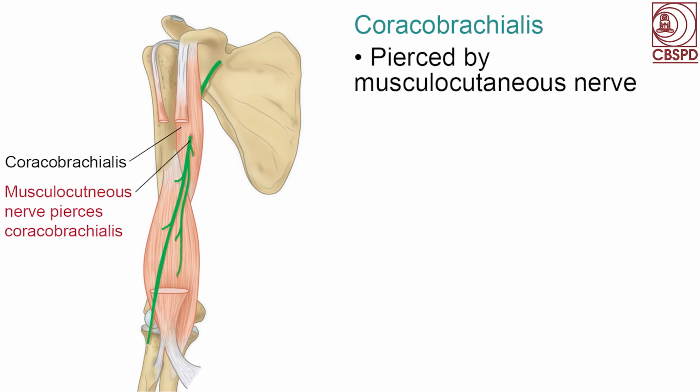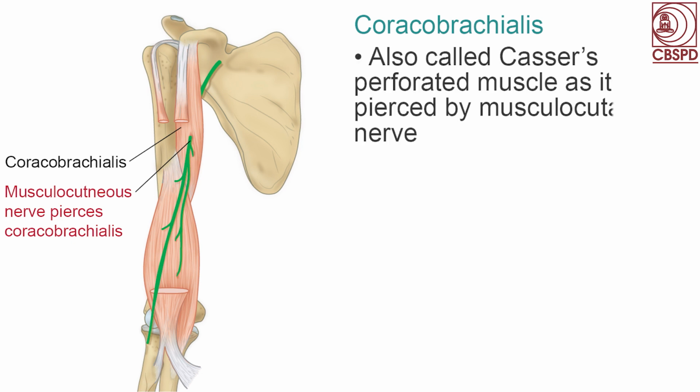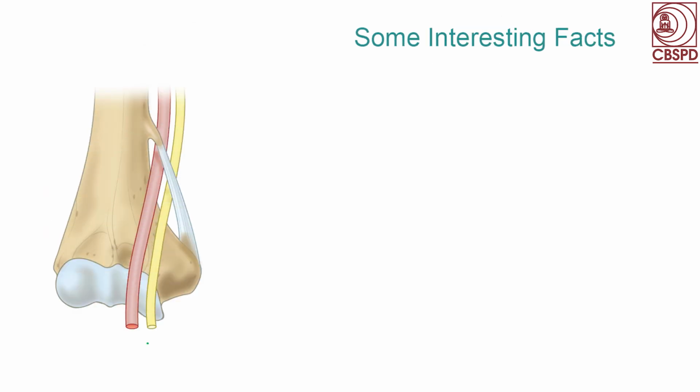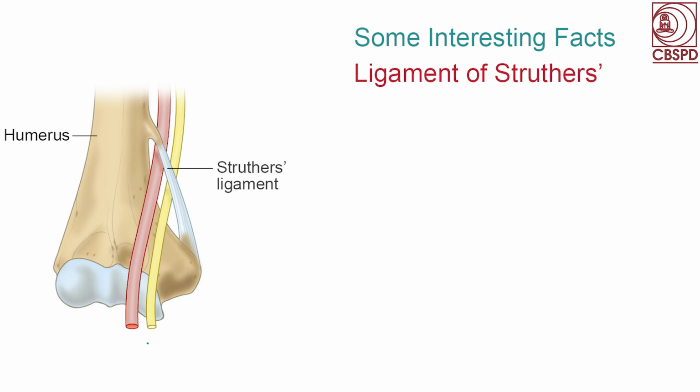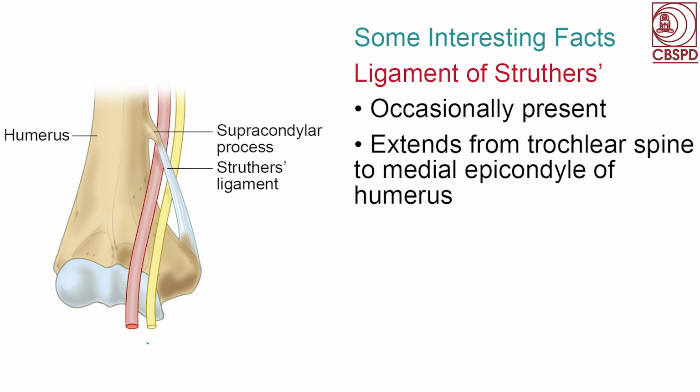Morphologically, coracobrachialis muscle has two heads and a musculocutaneous nerve passes through these two heads. Coracobrachialis is also called concise perforated muscle as it is pierced by musculocutaneous nerve. What is the ligament of Struthers? It is occasionally present. It extends from trochlear spine to the medial epicondyle of humerus.